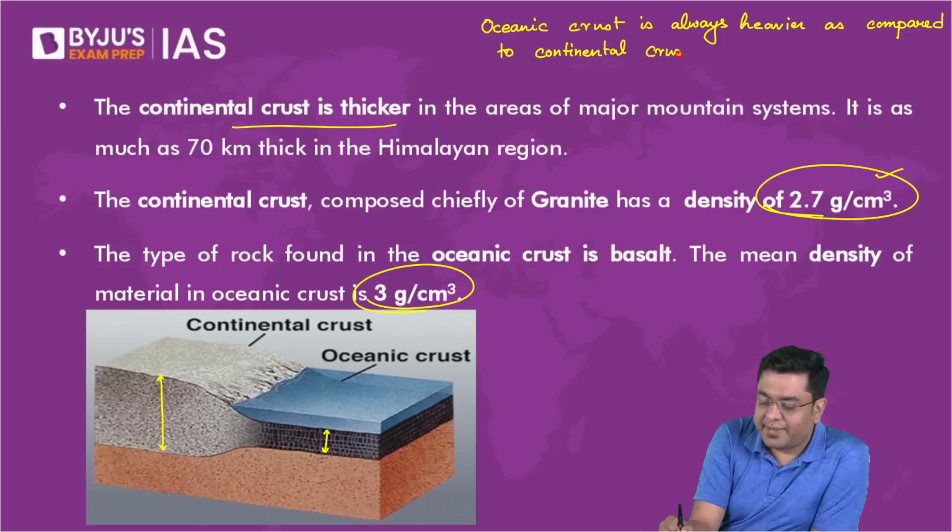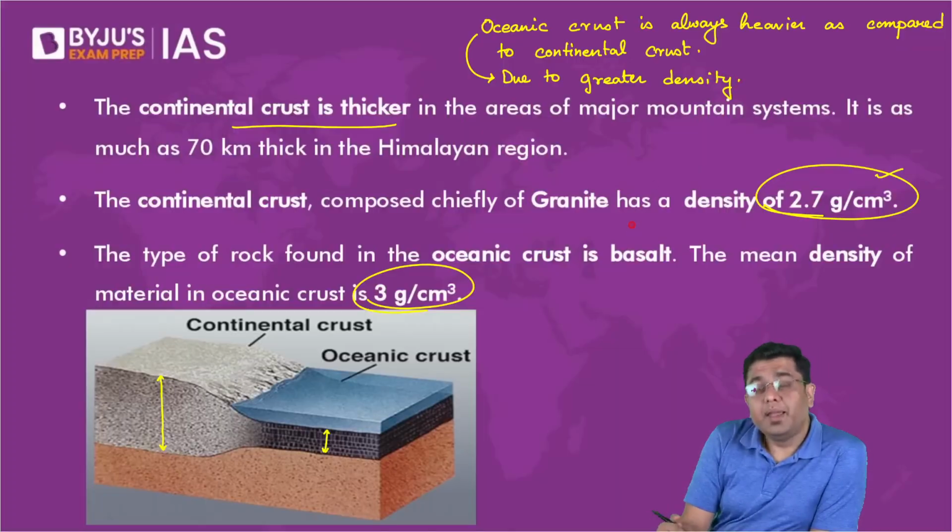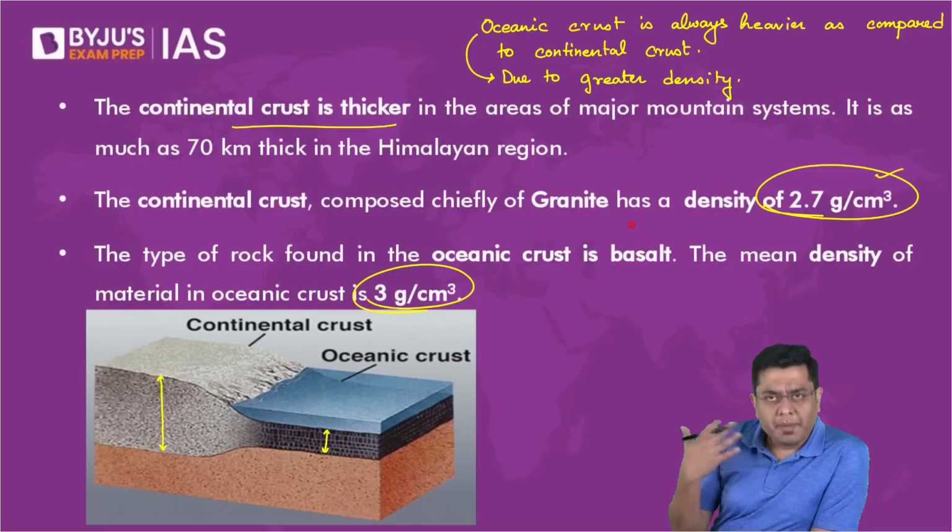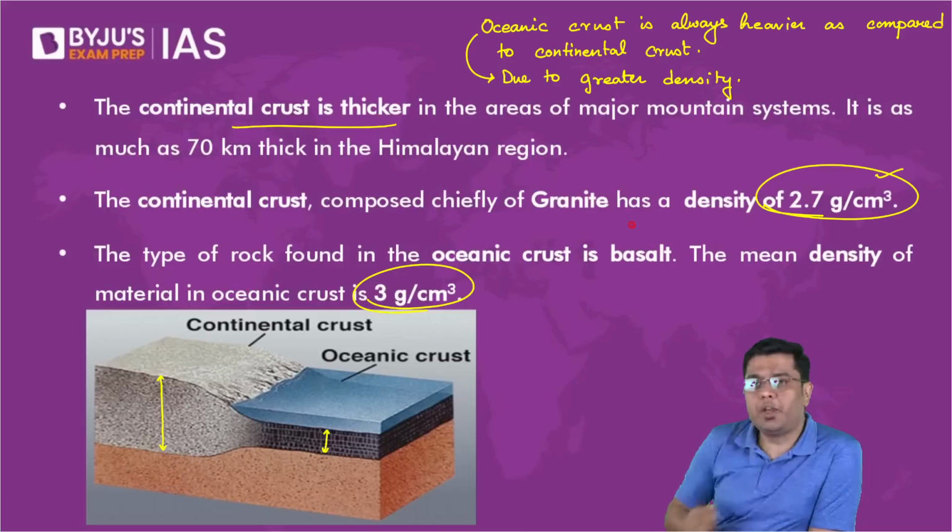And why is that the case? Because the density is high. Why is the density high? It is made up of primarily different types of materials. The continental crust that you will come across is made up of granitic rocks, which will be more dominant in silica and alumina, whereas the oceanic crust will be dominated by magnesium, iron, and basaltic rocks in general.